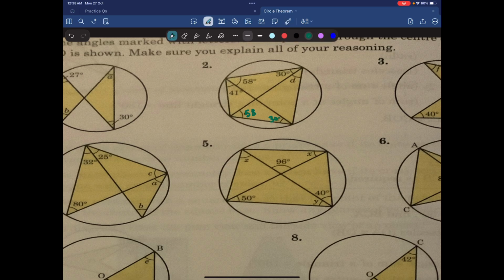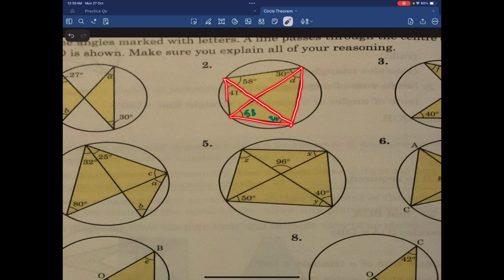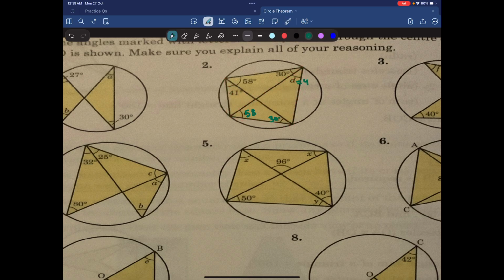What is left? Angle D. Again, simple. Look at this chord. Angles made at the circumference from the ends of the same chord are equal. So since this is 41, this will be 41. So angle D is equal to 41 degrees.